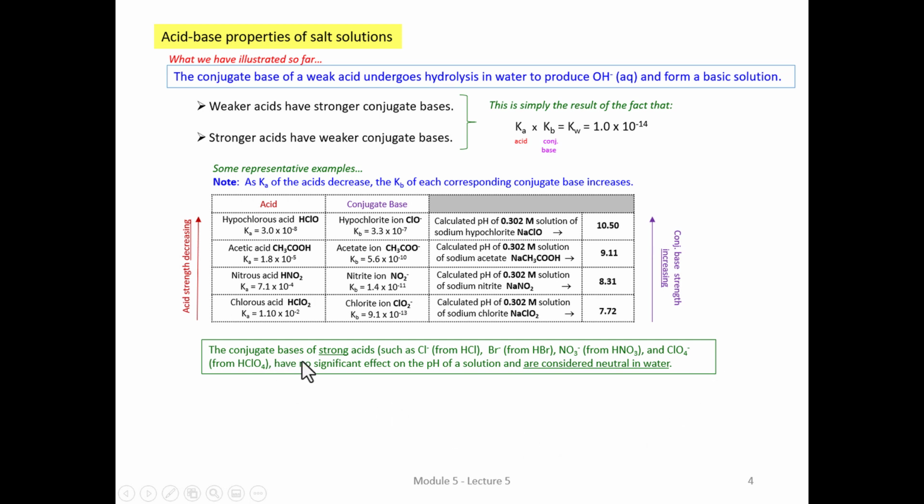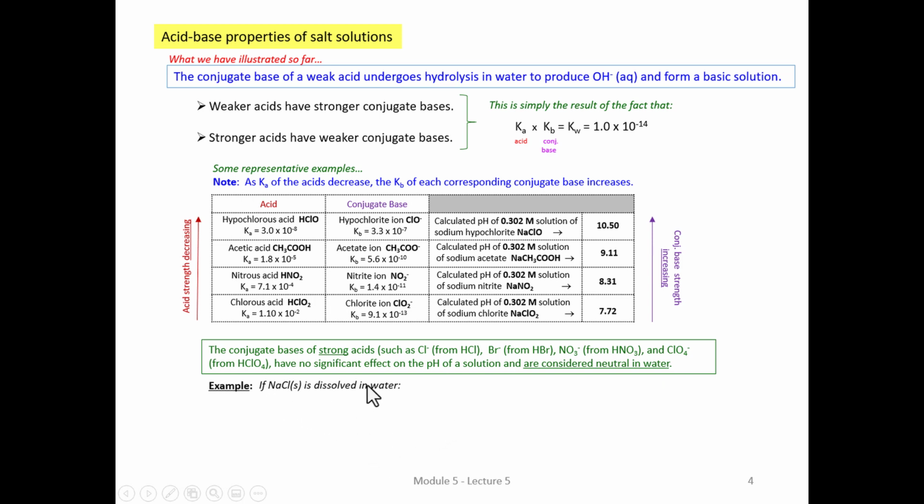Now the conjugate bases of really strong acids, such as chloride from HCl or bromide from HBr, nitrate from nitric acid, or perchlorate from perchloric acid, have no significant effect on the pH of a solution and are considered neutral in water. Let's see if we can illustrate this.